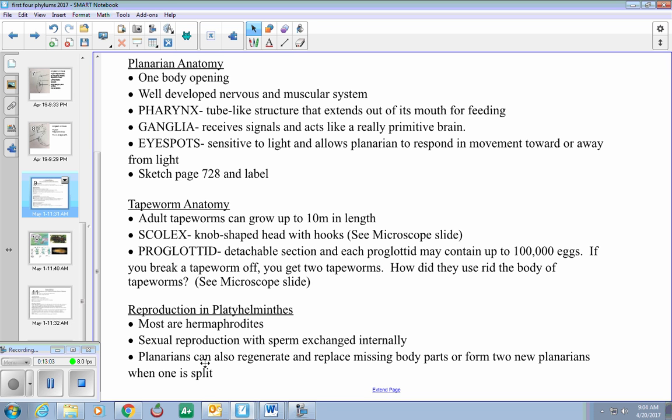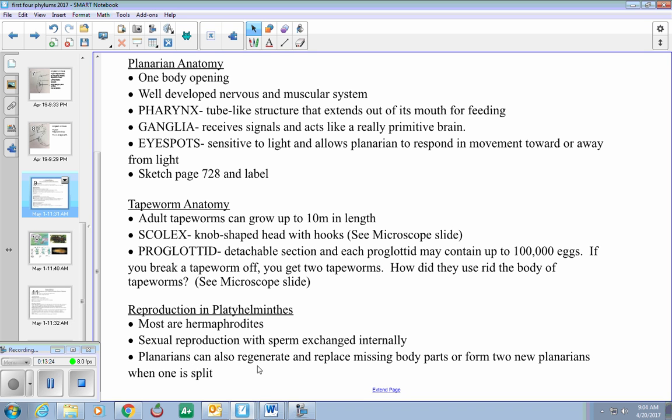Most are hermaphroditic. Sexual reproduction can also happen with others. We talked about the tapeworm basically can fertilize itself, but most Platyhelminthes will actually sexually reproduce with internal fertilization. Planarians are awesome.